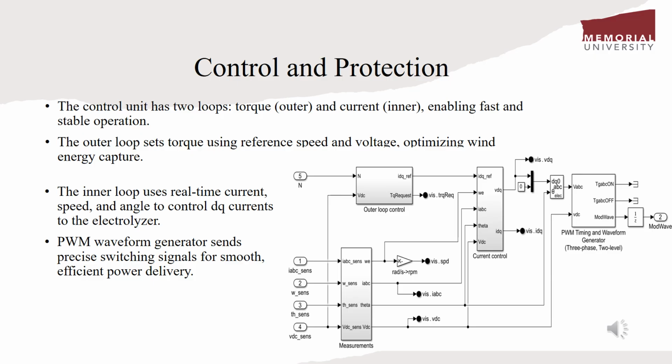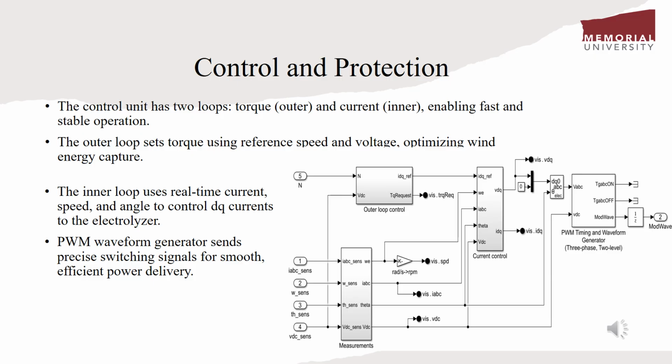It is divided into two key parts. The outer loop focuses on torque control, receiving reference signals such as desired speed and DC voltage to compute a torque request. The inner loop handles current control, regulating the DQ axis current components based on feedback like stator currents, rotor speed, rotor angle, and DC link voltage.